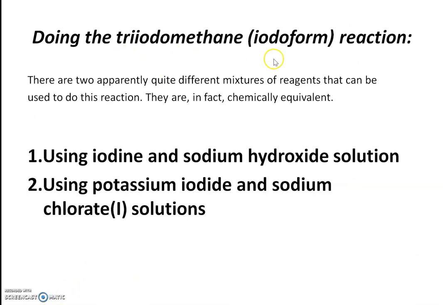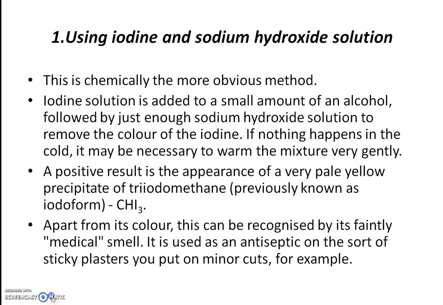To do the triiodomethane iodoform reaction, there are two methods, or you can use two different types of reagent: using iodine and sodium hydroxide solution, or using potassium iodide and sodium chlorate(I) solutions. Using iodine and sodium hydroxide solution is chemically the more obvious method.